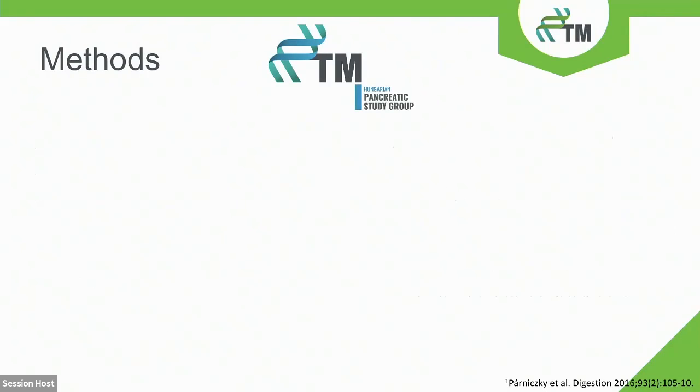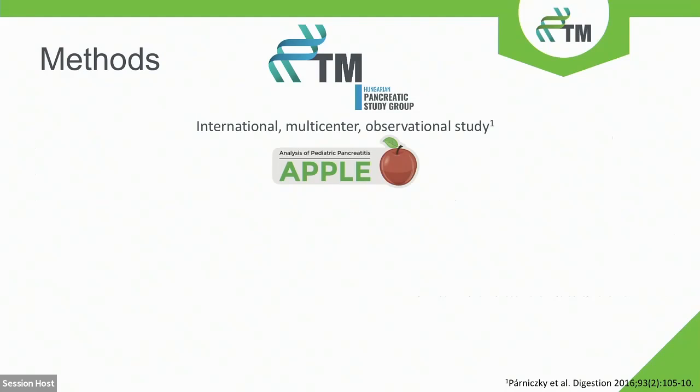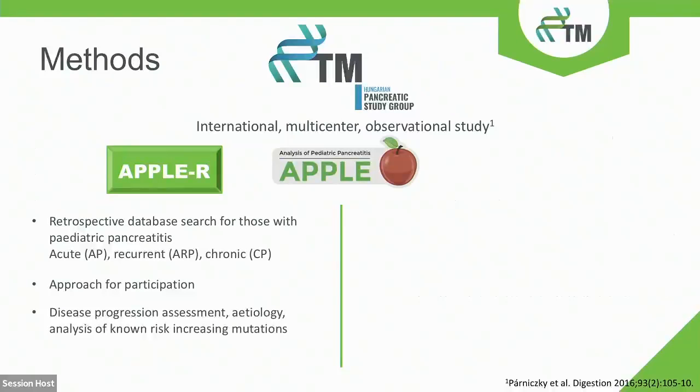To answer these questions, the Hungarian Pancreatic Study Group initiated an international multi-center observational trial called APPLE, Analysis of Pediatric Pancreatitis, which has two parts. One is the retrospective database part, incorporating individuals who had acute, recurrent acute or chronic pancreatitis during childhood. We questioned them about disease progression and also collected blood samples to analyze the genetic backgrounds. Based on this data set, we hope to identify associations between mutation and disease progression and etiology.